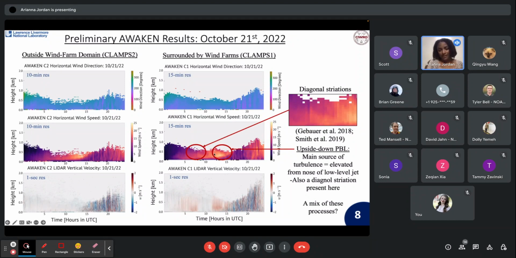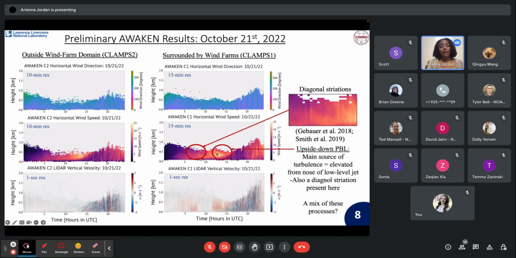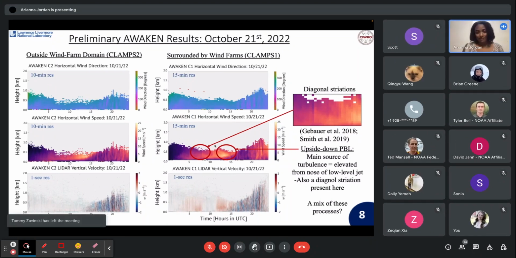So there also is a diagonal striation here as well. That's actually quite easy to identify, or easier than here, I should say. And so it could be a mix of those processes happening, maybe one right after the other, causing the turbines to pick that up. And so we do have these diagonal striations in the Clamps 2 as well. It's harder to see, but there are a few diagonal striations there.